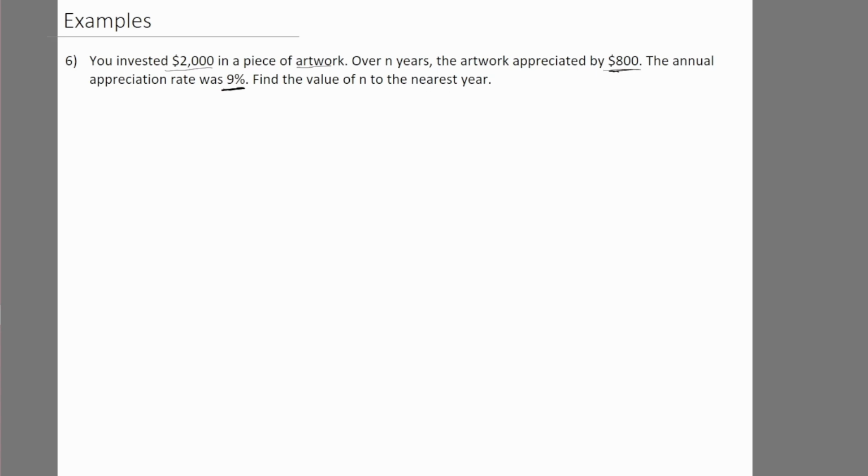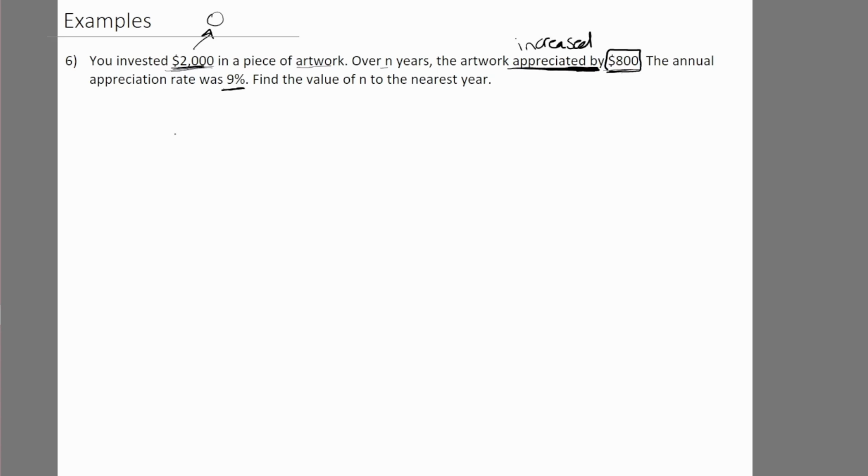Okay, so firstly, this was the original amount I've invested into the artwork, basically. So this is the original. And we know that over N years, where N is unknown, the artwork appreciated by $800, okay? So you need to be careful. This isn't the new price of the artwork, or the current price. This is how much the artwork appreciated by. You can think of the word appreciated as increased, right? So this is how much the artwork increased by. So it increased by 800.